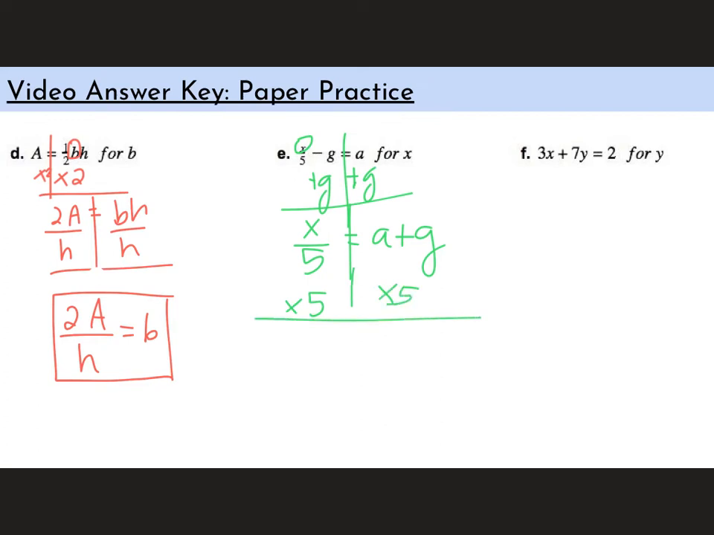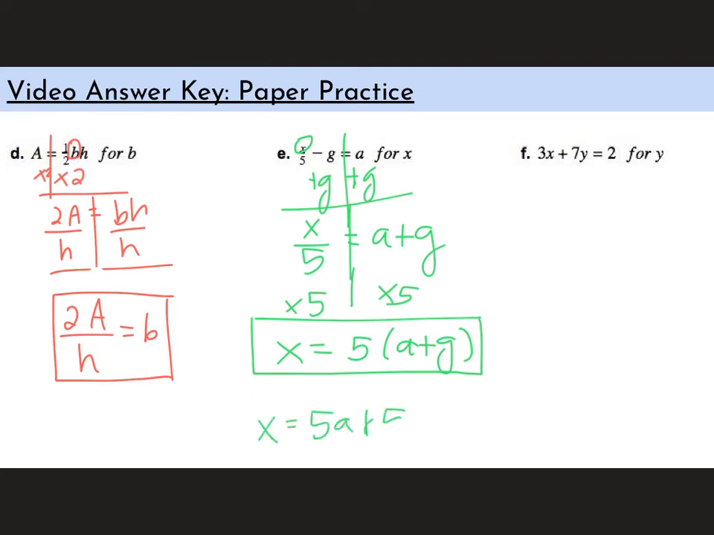And this is a little bit tricky because we need to multiply both pieces by 5. The easiest way to do this is to put 5 outside of some parentheses to say that we're multiplying both pieces. But if you did 5a plus 5g and multiplied both of those pieces by 5, that would be the same as well. That's great. So you could have this answer as well.